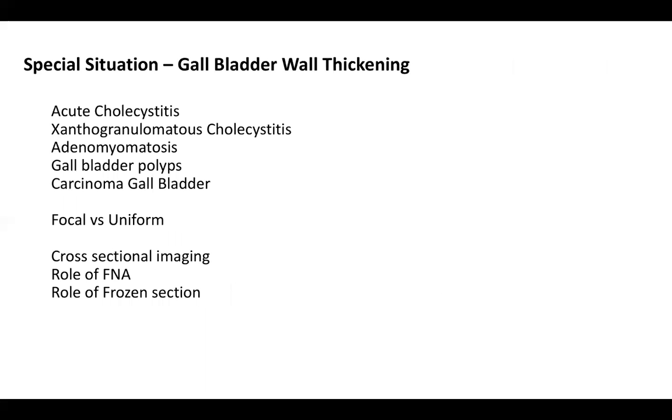Okay. Gallbladder wall thickening, please consider acute cholecystitis, xanthogranulomatous cholecystitis, adenomyomatosis, gallbladder polyps. In these patients, consider a cross-sectional imaging before the surgery. Consider an FNA if clinically appropriate, and consider a frozen section. Okay. The next is the last section, sir, after this. So I'll take some doubts here if anything is there.